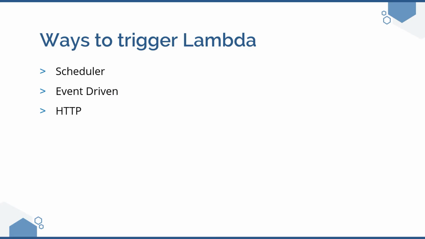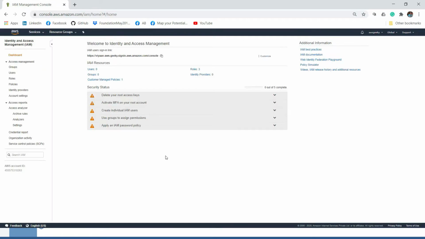If you remember our previous video, we spoke about the different ways in which we can trigger a Lambda function. First, a scheduler; second, event-driven; and third, HTTP. In today's video, I'll try to show you the first and second approach on how you can trigger your Lambda functions. So now let's get started. First, let's see how to schedule a Lambda function.